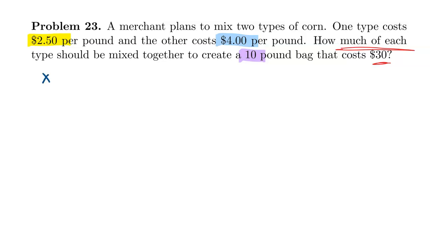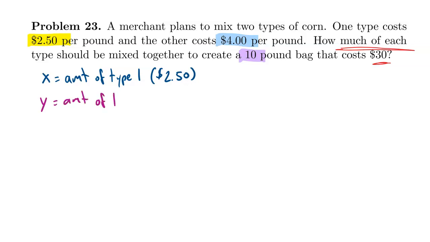I'm going to let x equal the amount of type 1 corn. So that's the $2.50 variety. And I'm going to allow y to equal the amount of type 2 corn. So the $4 variety. Using those variables, I can set up two equations.